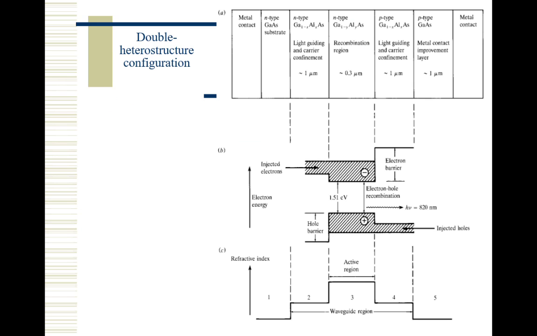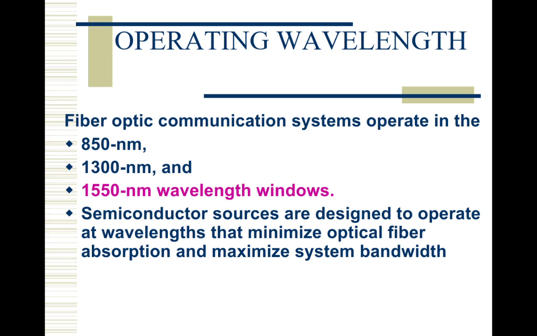Now we are going to the next point. Today we are going to start this lecture with operating wavelengths. Which operating wavelengths are there? Already we have studied the different operating wavelengths. You might have heard from me many times that 850 nanometer is there, then 1300 nanometer is there, and 1550 nanometer is there.